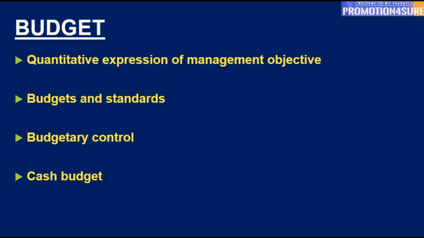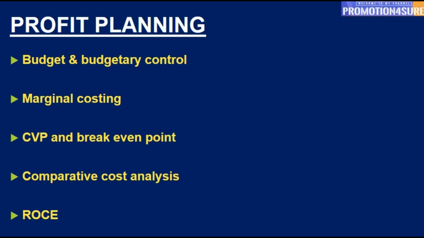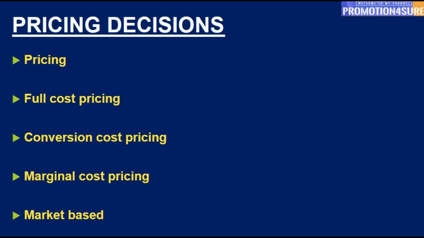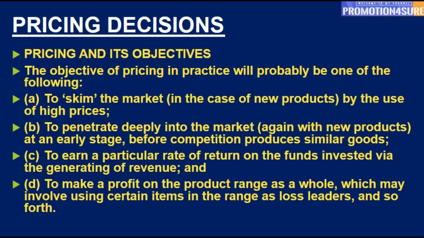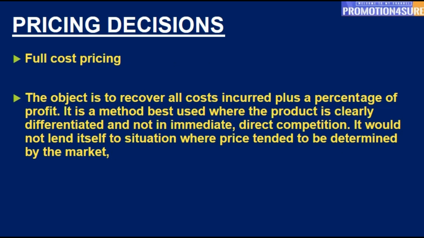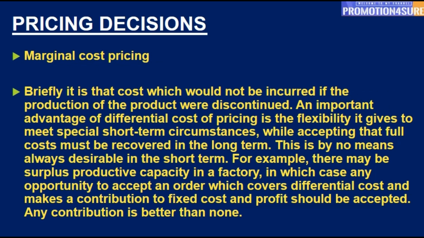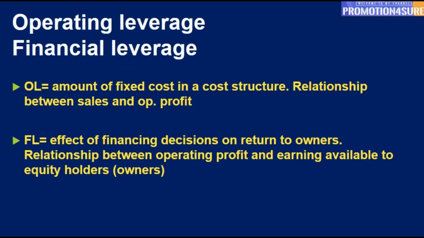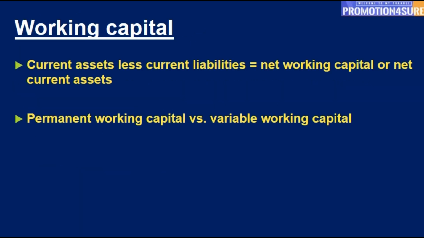Now, budget, quantitative expression of management objective, budgets and standards, budgetary control, cash budget. Profit planning is budget and budgetary control, marginal costing, CVP and break-even point, comparative cost analysis. Pricing decisions: full cost pricing, conversion cost pricing, marginal cost pricing, and market based pricing. Pricing decisions, you can go through it. Conversion cost pricing, pricing decisions, operating leverage and financial leverage, you can go through it.